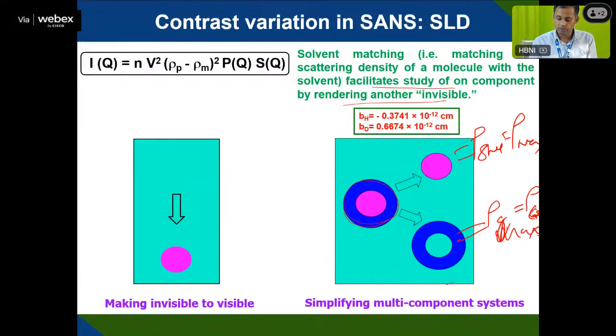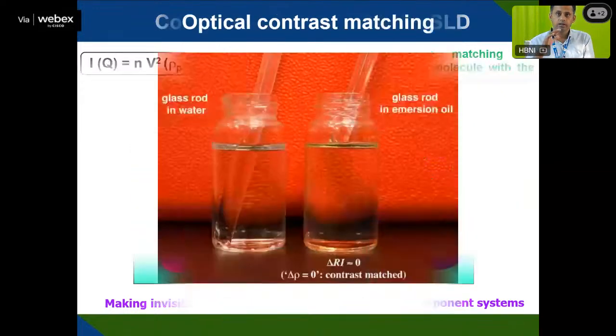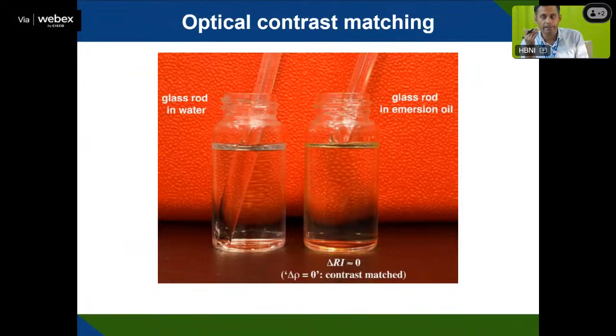So that means you can see something invisible made visible by varying the contrast. For one example, you can see here, if a glass rod is put inside water and in immersion oil, it is visible here, but here the glass rod is not visible. That is based on the refractive index difference delta RI. The contrast is similar to that, so that we can see the structure or information when you have contrast variations.